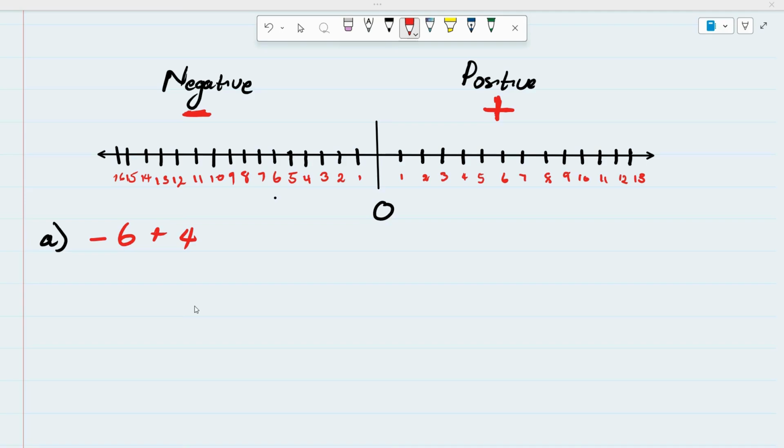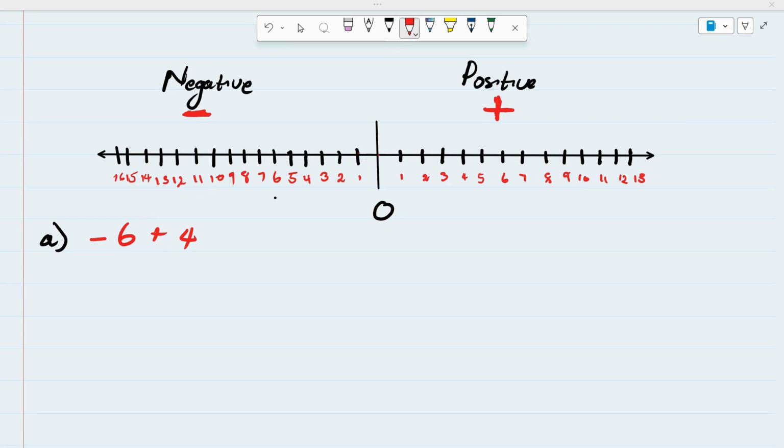When using a number line, you should look at the signs as direction, not just as symbols. And using a number line, you should always start at 0. So let's consider this example: -6 plus 4. So we start at 0, and we have a 6 and a 4. So it says 6, but in which direction? In the negative direction, which is on the left.